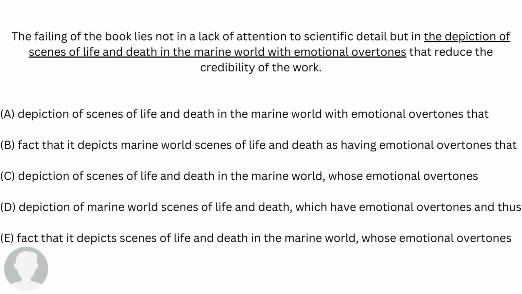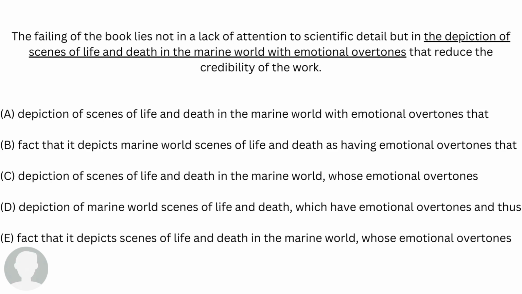Now, there's a very important rule in GMAT sentence correction which says that the sentence has to be short, sweet, and grammatically correct without unnecessarily making it long or using a lot of complex clauses or phrases. So, part B is an example of a complex sentence structure, in the fact that it depicts marine world, so it is unnecessarily making it longer and more complex, and therefore we will cancel this phrase.